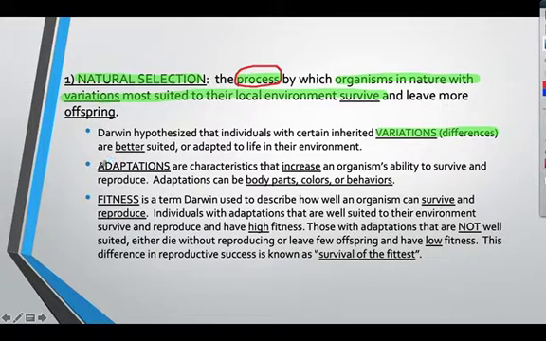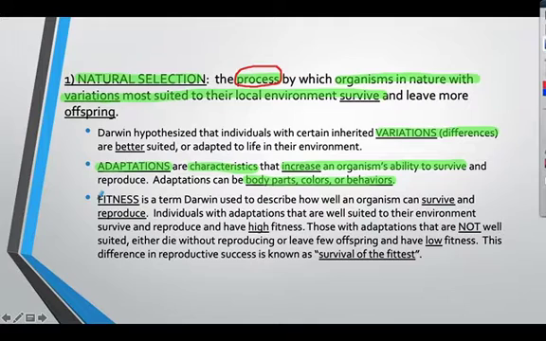Okay, now adaptations, this is a term that has to do with the characteristics that increase an organism's ability to survive and then, of course, to reproduce. These adaptations can be body parts, they can be colors or behaviors. So it could be really sharp claws, really good eyesight, long legs that help them run, or it might be certain types of behaviors to attract mates. So all of those are what we call adaptations, and those are characteristics that help the organism survive.